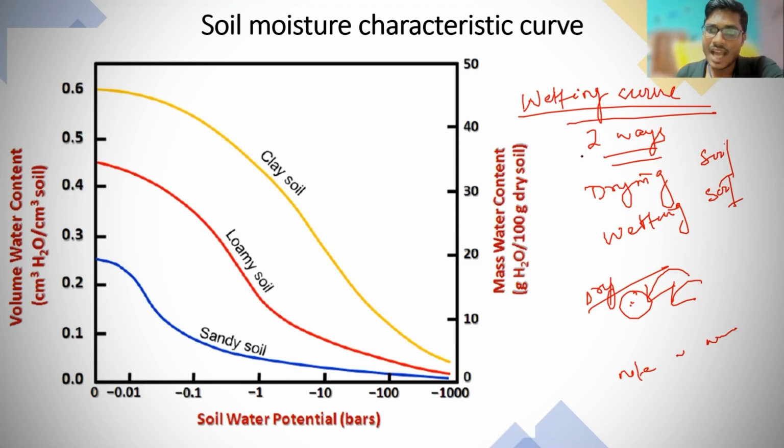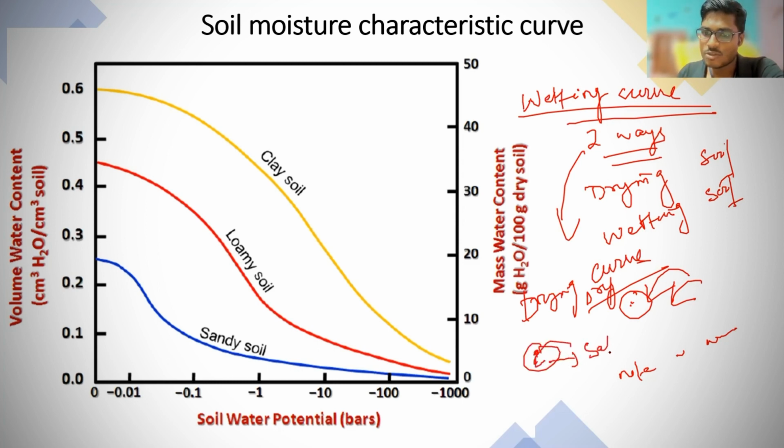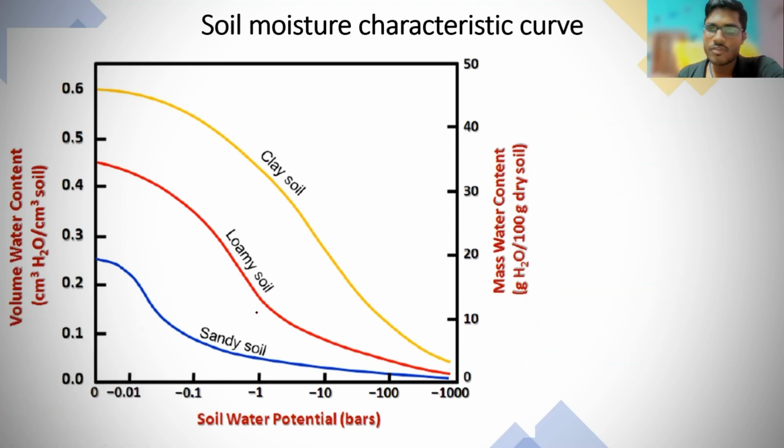Okay. Then another type is the drying curve. In the drying curve, initially we take the soil sample and add water to it till saturation, which means we saturate the soil, and after saturation we dry the soil. During this drying process we note down the different moisture contents at different soil water potential or tension. So the soil moisture characteristic curve can be prepared in two ways, drying curve or wetting curve.